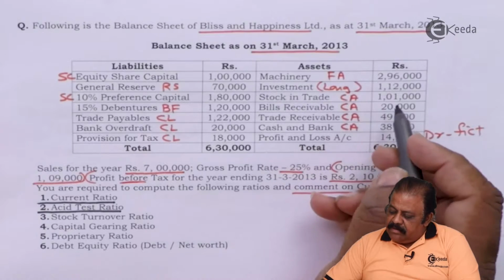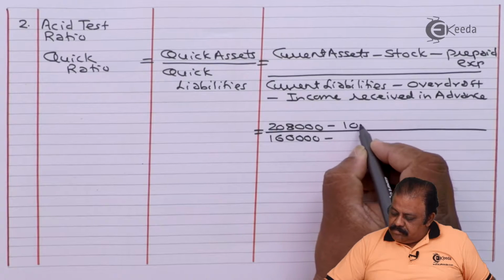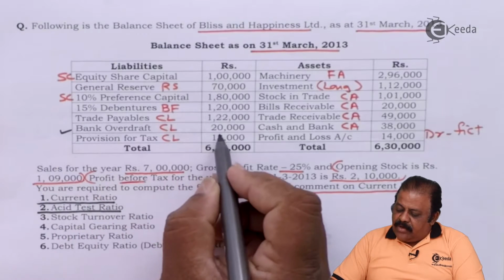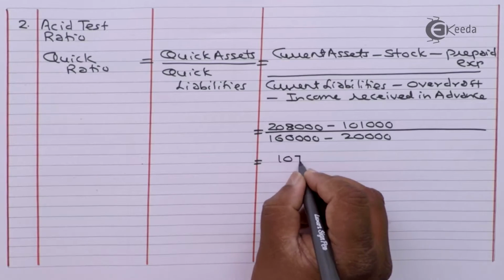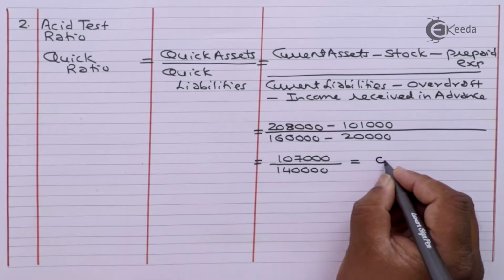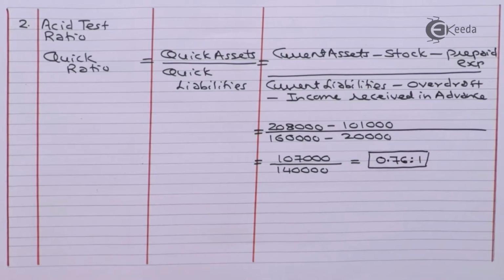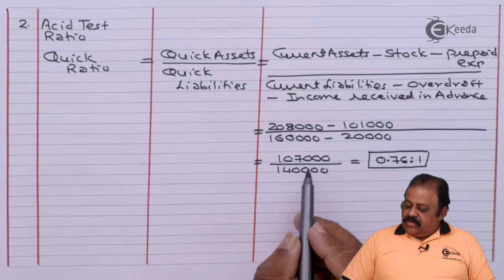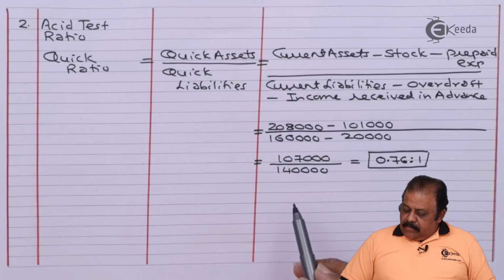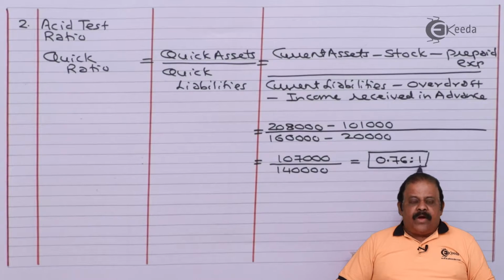Here stock in trade 1,01,000 is given. On the liability side we have information of bank overdraft 20,000. Quick assets 1,07,000. Quick liabilities 1,40,000. So we get the answer 0.76 is to 1.